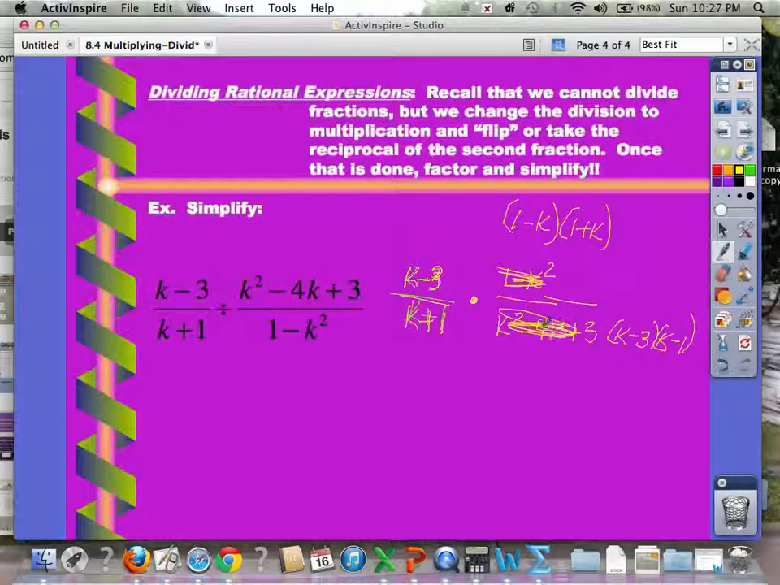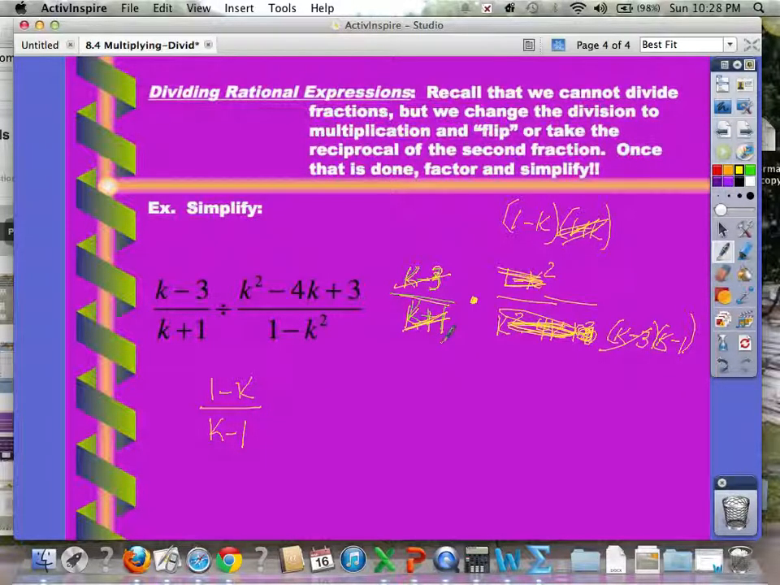Alright, so now we have k minus 3 times whatever's on the top, and then k plus 1 times whatever's on the bottom. Alright, so let's see if we can reduce anything. We have a k minus 3 and a k minus 3. We have a k plus 1 and a k plus 1. Now what I'm left with is 1 minus k over k minus 1. Okay?